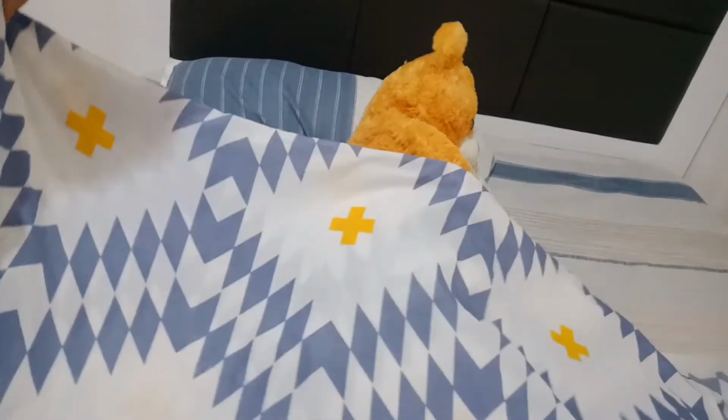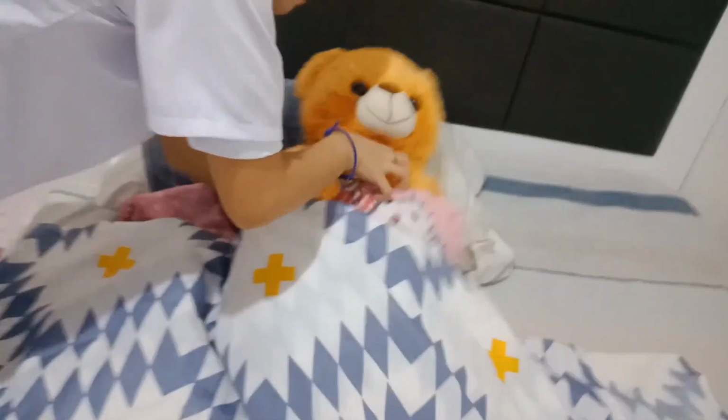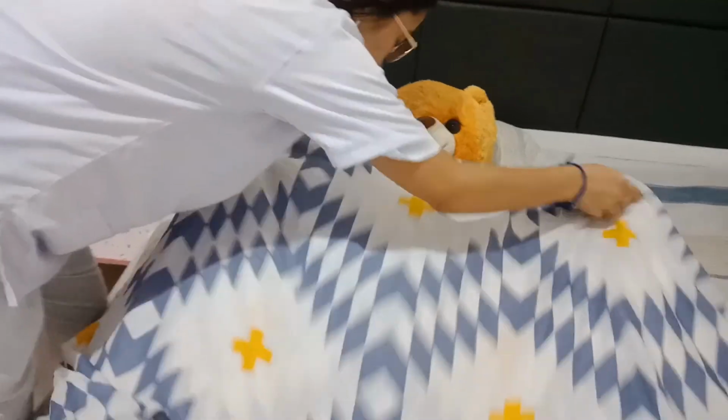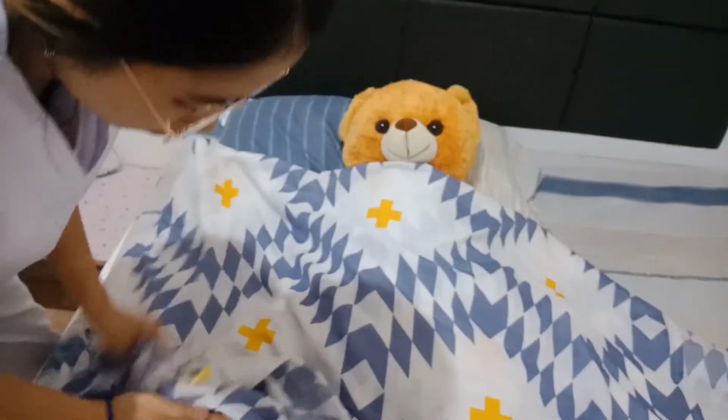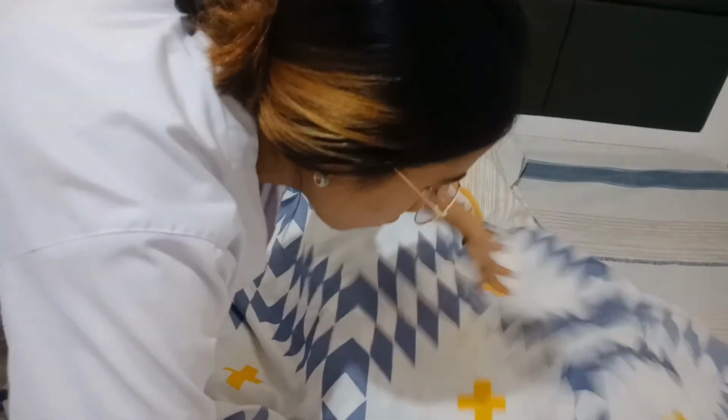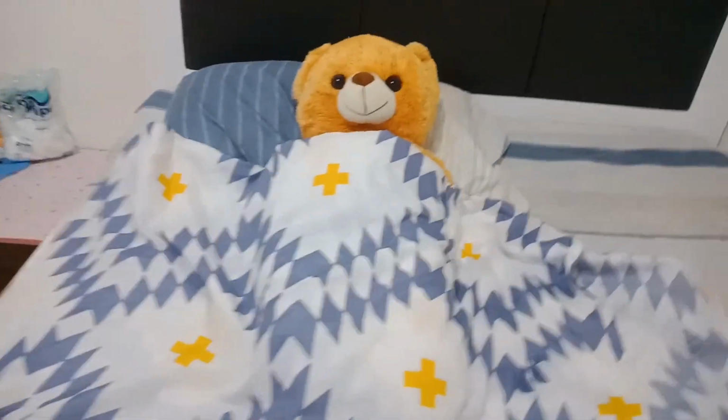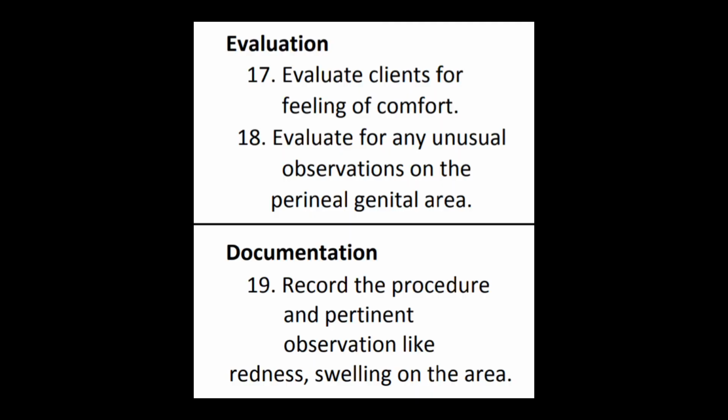Replace the bath blanket with the top sheet or linen. Clean all the equipment and put them in a proper place. Remove and discard gloves. And after that, wash hands. Next is the evaluation. Evaluate the client for feelings of comfort. Evaluate for unusual observations on the perineal genital area to know if the client is satisfied and feels comfortable and to know if there's a problem.